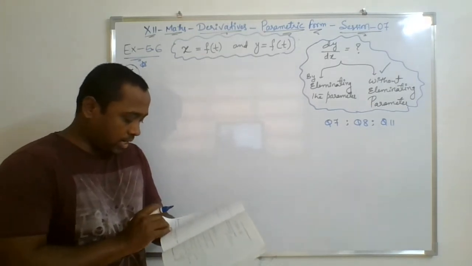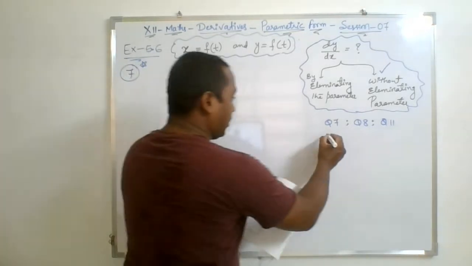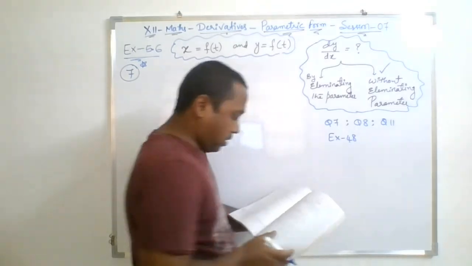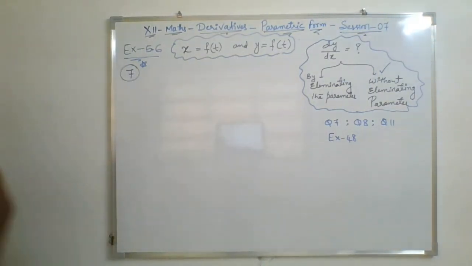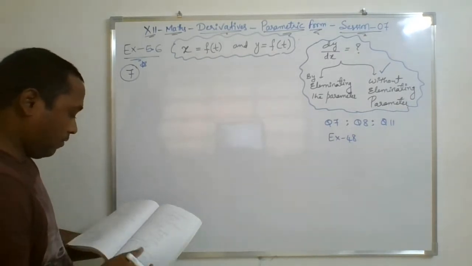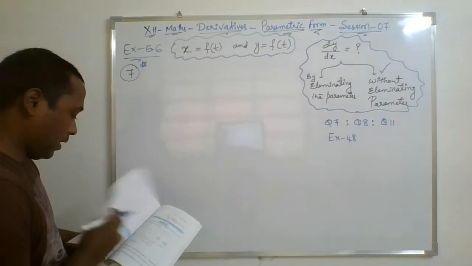Apart from this, I will take some miscellaneous questions. Example number 48 I would like to take. Okay, so let's write the question first. What is question number 7 from exercise 5.6?